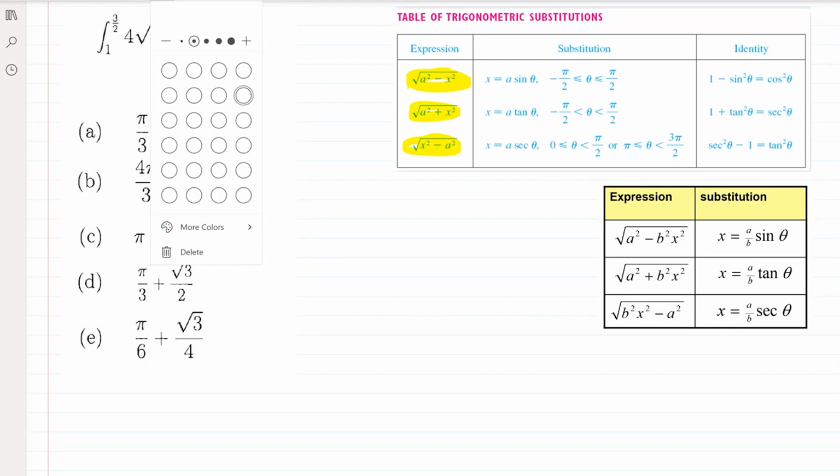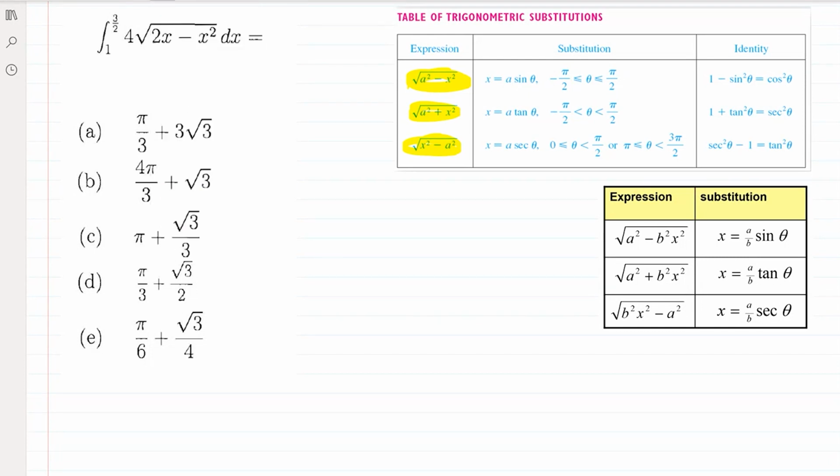For this example, shabab, you have this format, and this format here. In fact, we need to complete the square again here, because we have 2x minus x squared. It is not in any one of these formats, right? So I will try to write it as a perfect square. This is an important question, shabab.